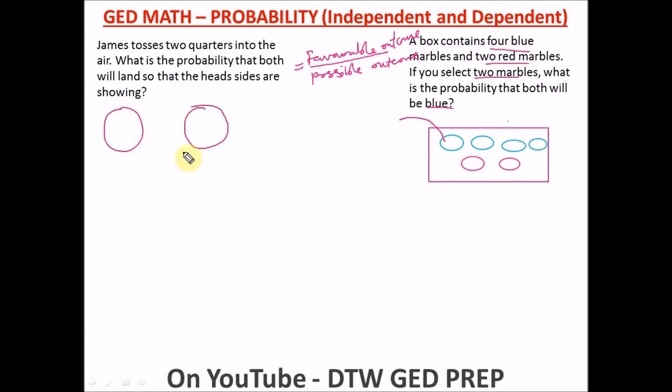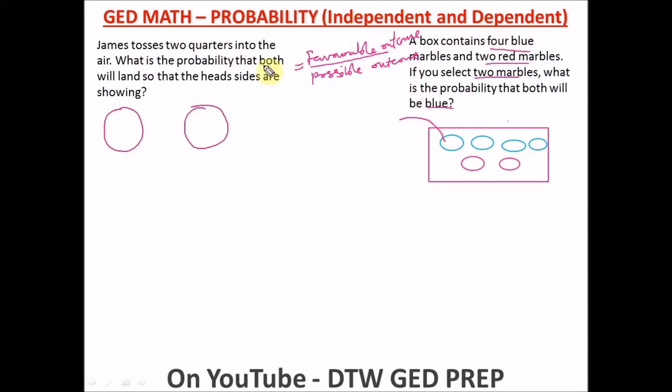But here you can see this is independent because James tosses two quarters, they are separate things. They won't affect the outcome of this. The possible outcome of this is not affected by what happens in the second quarter. Okay, so this is the meaning of a probability being independent and dependent.